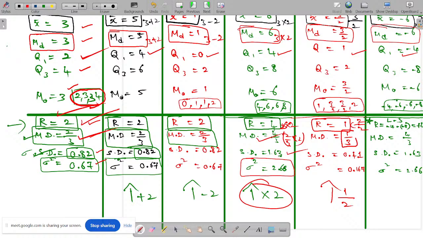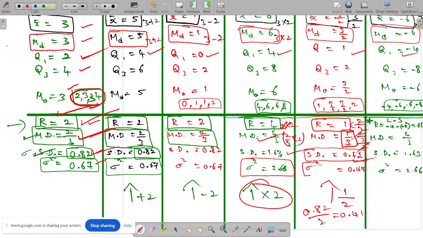Here, what is the original value? 2 by 3. You divide by 2. 2 by 3 divided by 2. What happens? 2 gets cancelled. 1 by 3. Okay. Here, standard deviation. What's the original value? 0.82. You divide by 2. 0.41. That's why I asked you to write 0.41.